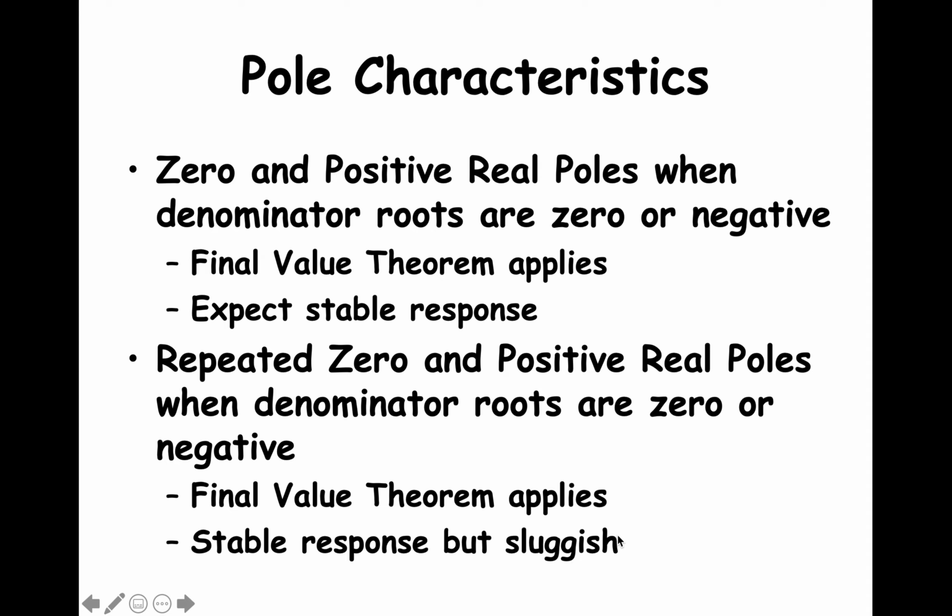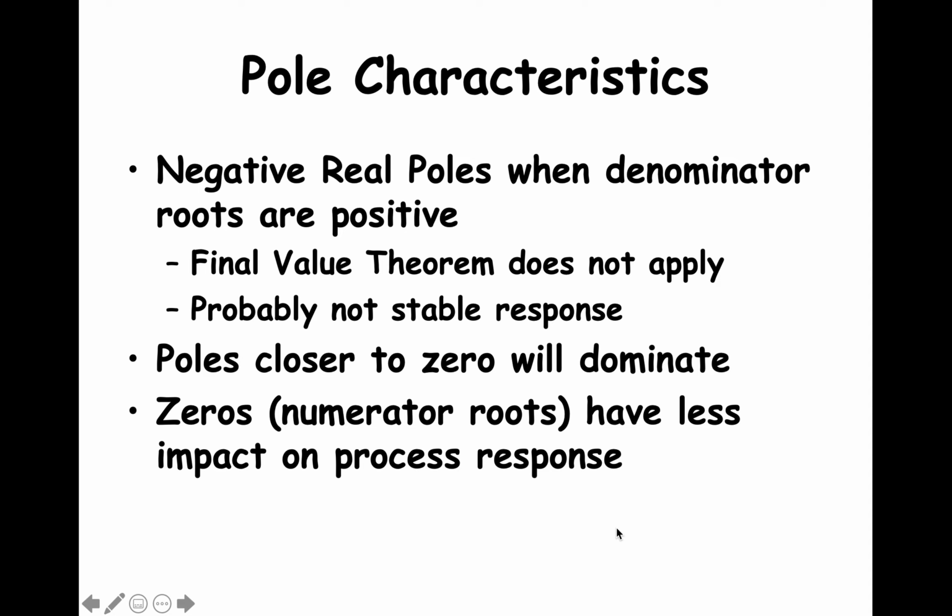If the poles of a characteristic equation of a transfer function are negative real values, then the denominator roots are positive. This means that the final value theorem will not apply and the process response probably will not be stable. It also turns out that if poles are close to 0, then they will dominate the process response. In other words, that part of the expression will be more important than other terms.